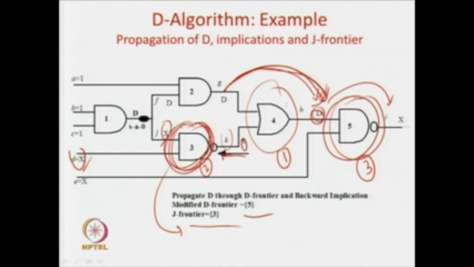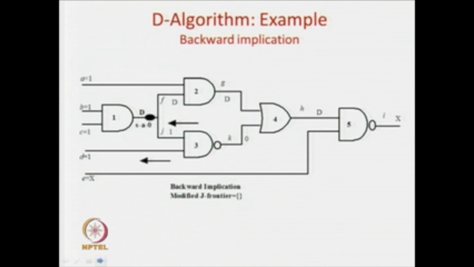So, once you have decided this signal to be 0 by backward propagation, gate number 3 will be part of the J frontier and gate number 5 will be part of the D frontier, because this will represent the propagation of the fault effect of net H. And for gate number 3 you have to get a 0 at the output. For that you have to find out the value of signal x at J and signal x at D. So, now let us see next what happens.